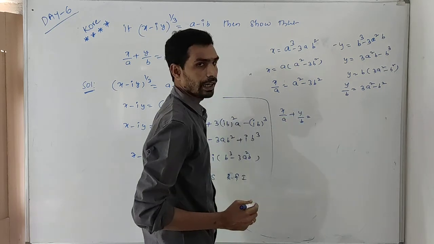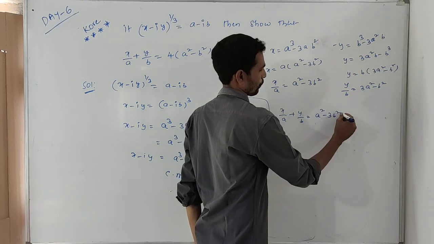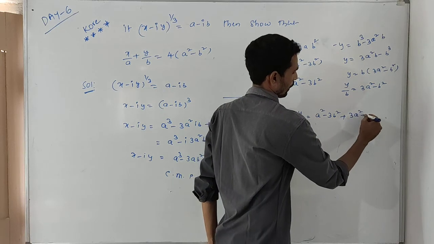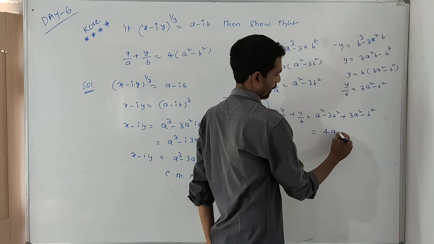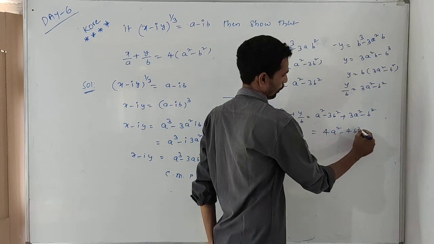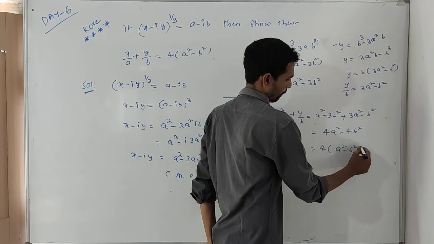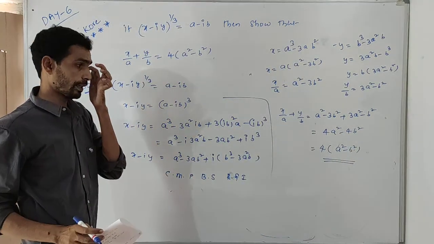What is the x by a value? The x by a value is a square minus 3b square, plus the y by b value, 3a square minus b square. a square plus 3a square is 4a square, minus 4b square. 4 is common: a square minus b square. Our required solution is 4 of a square minus b square.